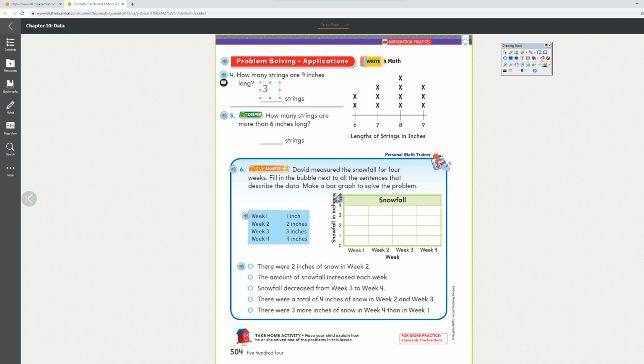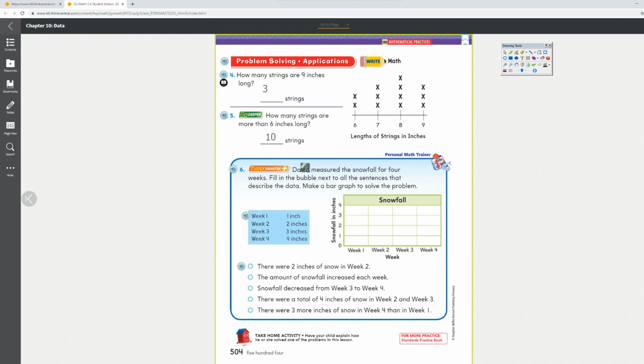Number 5, how many strings are more than 6 inches long? So how many x's represent the strings? How many are more than 6 inches long? So we count all of them except the 6 inches. So we have 1, 2, 3, 4, 5, 6, 7, 8, 9, 10. So 10 strings are more than 6 inches long.